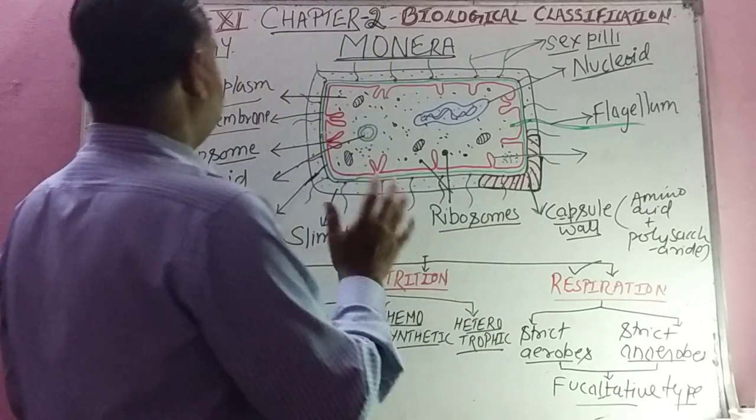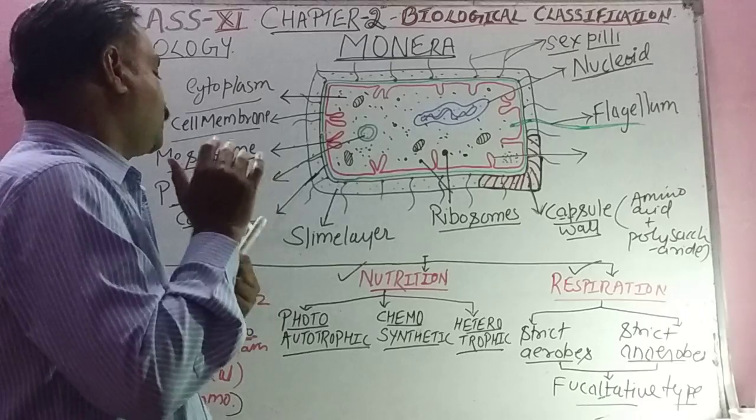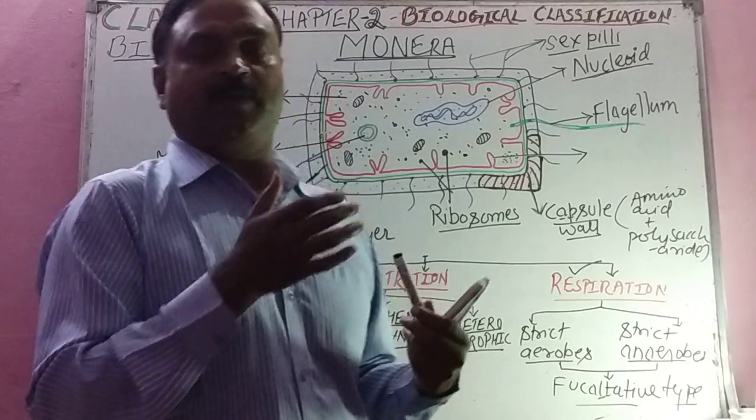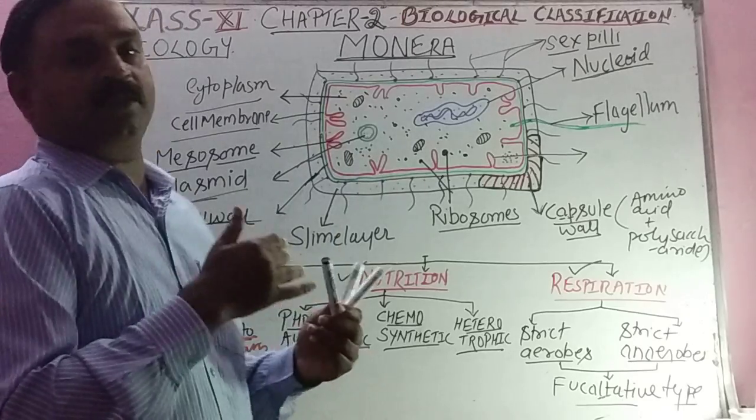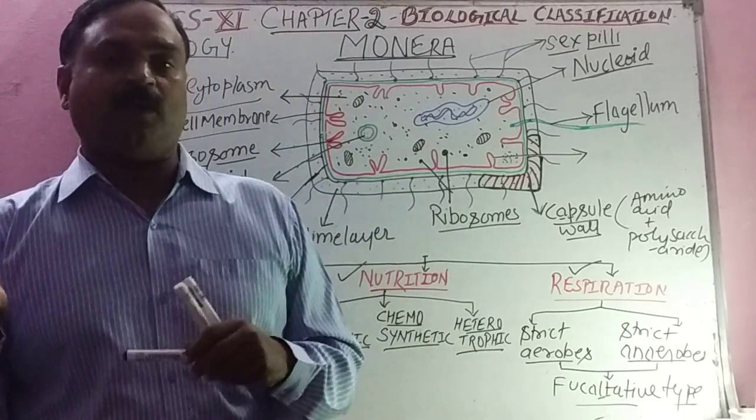So this is all about the structure and the types of shape, nutrition and respiration. After this, we are going to study two types of bacteria discovered by Christian Gram, that is gram positive and gram negative, just after this.